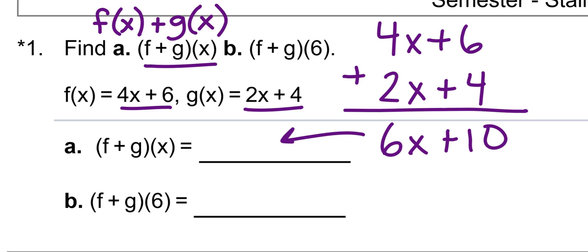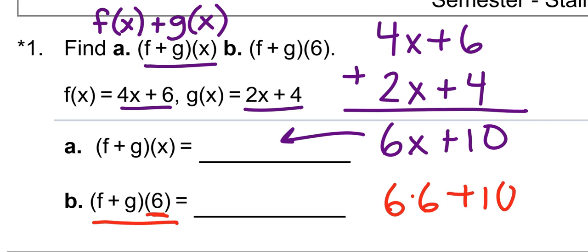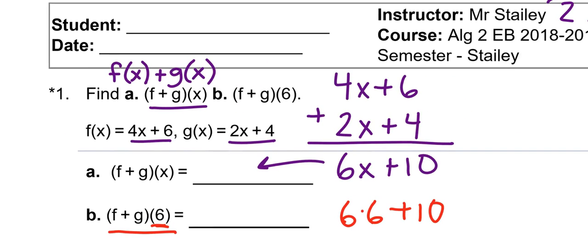Now, do you trust your answer for part A? If you trust your answer for part A, what are you going to plug in to find the answer to letter B? Looks like we're supposed to plug in a 6. If you trust your answer. Now, if you don't trust your answer, I'm going to show you a different way to do it.